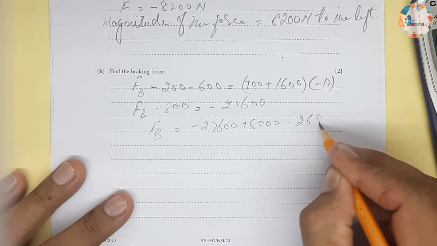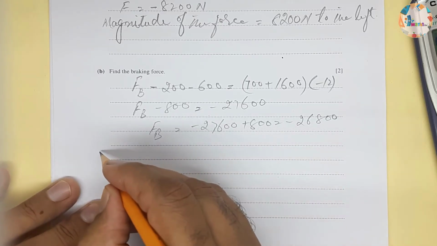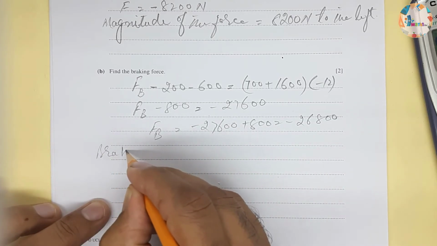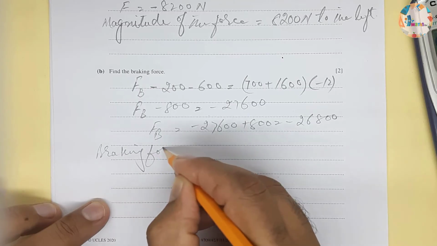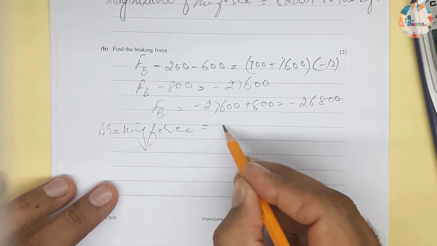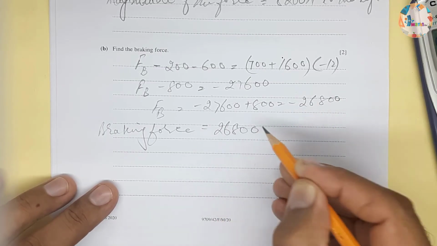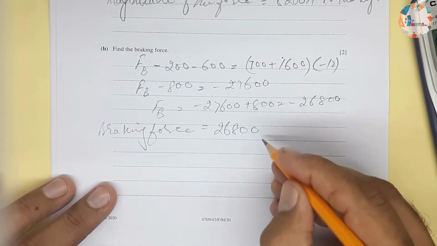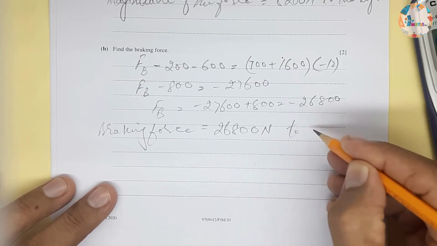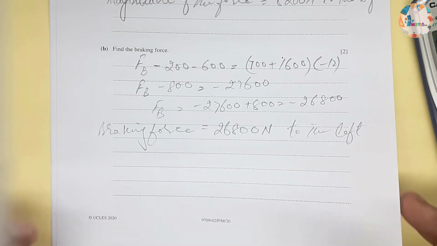So minus 26800. Now the magnitude of the braking force will be 26800 newtons, and this will be to the left in this direction.